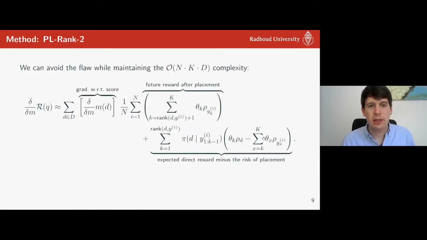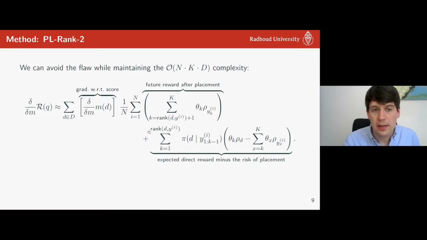So to solve that, I found a solution. And the nice thing is this solution actually maintains the computational complexity. So we don't need more computation, but we can still avoid this flaw. It's the same setup. We still sum over all of the items, the gradient with respect to each item score. We still have the average over all the samples, but now we look at the reward after the placement, not including the direct reward. So we look at rank + 1. So not what happened when we placed this item, but what happened one rank later.